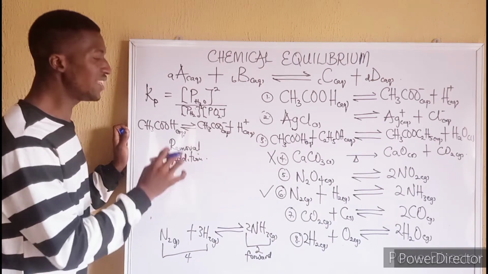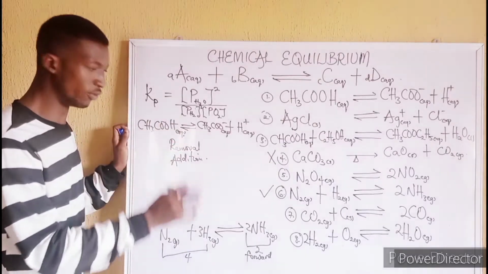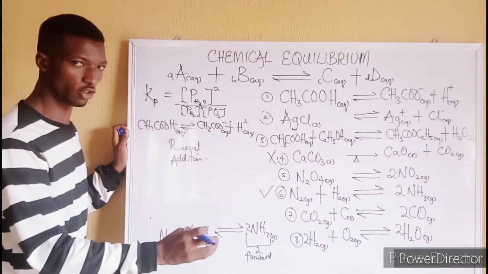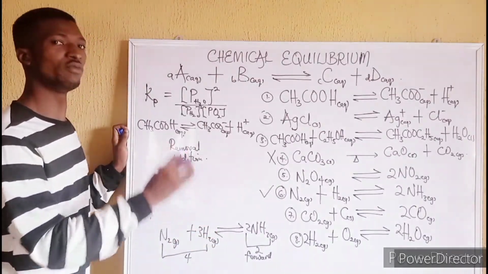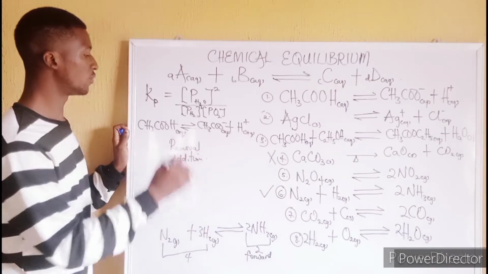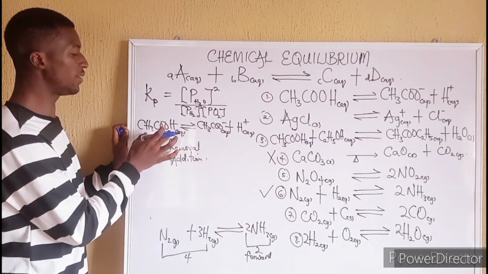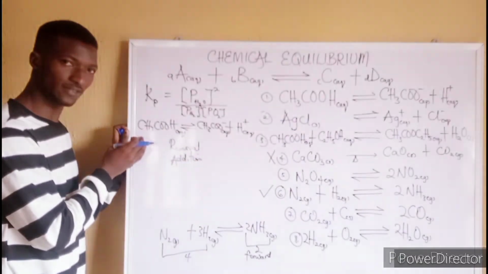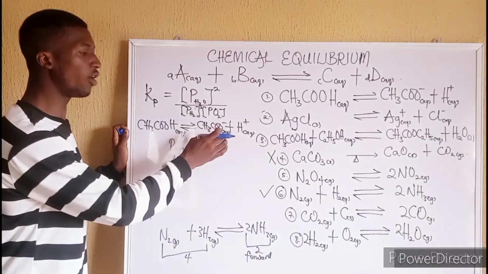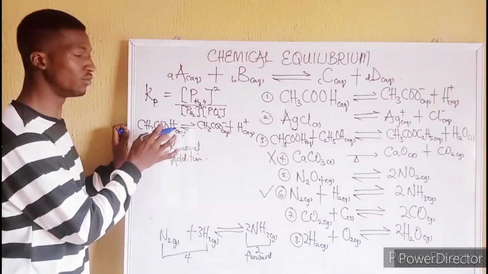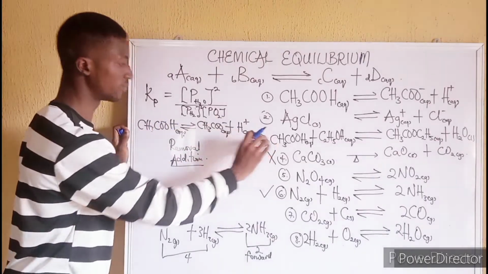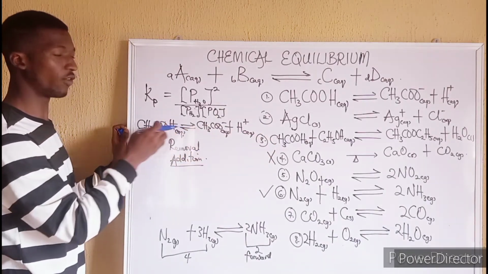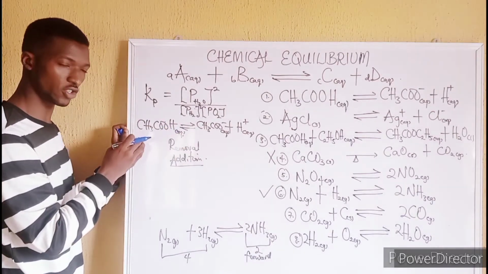Now, whichever side in which the component is removed, that side is favored. So now, when this component of reactant is removed, backward reaction is favored. But when any of the components of product is removed, it will favor the forward reaction. And when I remove any of the components of reactant, it will favor the backward reaction.